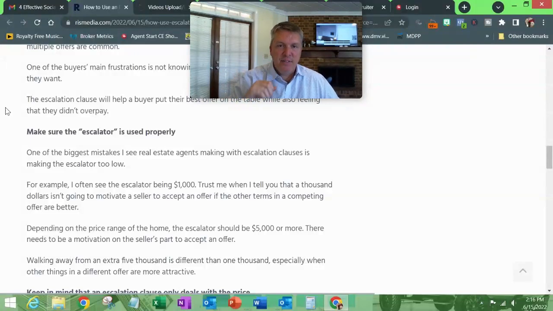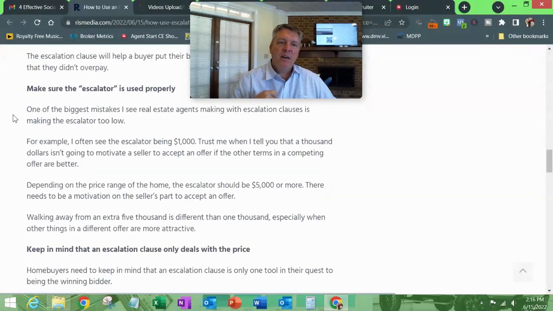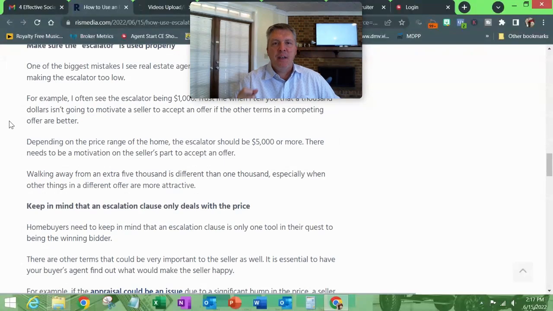And I have seen that in my own experience. For example, I often see the escalator being $1,000. Trust me when I tell you $1,000 isn't going to motivate a seller to accept an offer if other terms in a competing offer are better. Depending on the price range of the home, the escalator should be $5,000 or more. There needs to be a motivation on the seller's part to accept the other offer or to accept an offer. Walking away from an extra $5,000 is different than walking away from $1,000, especially when other things in a different offer are more attractive.